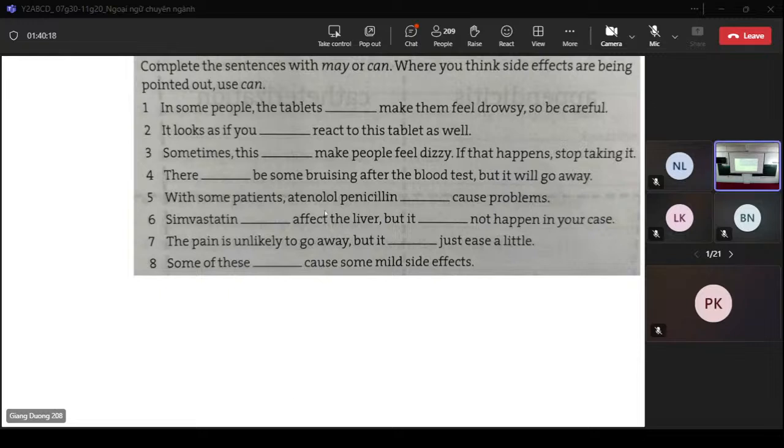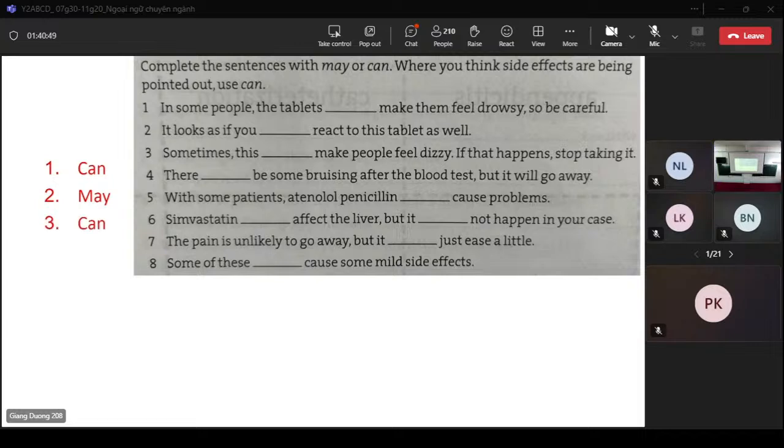Okay, now have a look at number 1 to number 8. One phrase, some people, the topic. In some people, theory or the practice? Theory, yeah, so we use can. It looks as if you practice, okay? Sometimes make people in general, can or may can.